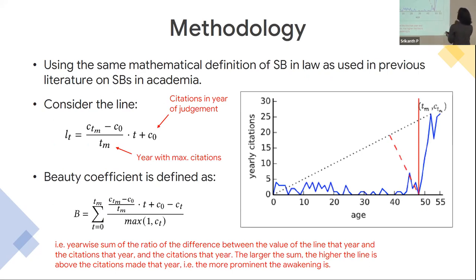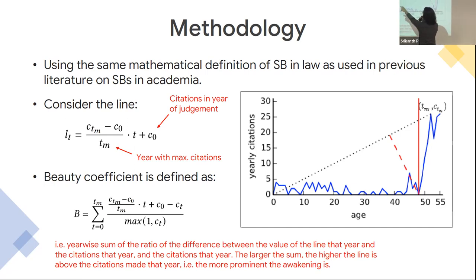Yeah, so we borrowed the mathematical definition of a sleeping beauty from the literature around academia. So what we do is we plot a chart of the citations a case receives against the age of the case. You'll notice that for a sleeping beauty, it's going to look something like this, where for a while there are just very few citations, and all of a sudden there's this one certain year where the maximum citations are achieved. So we plot a line from the first year to the citations it achieves in the maximum citations year, and we get a line using that.